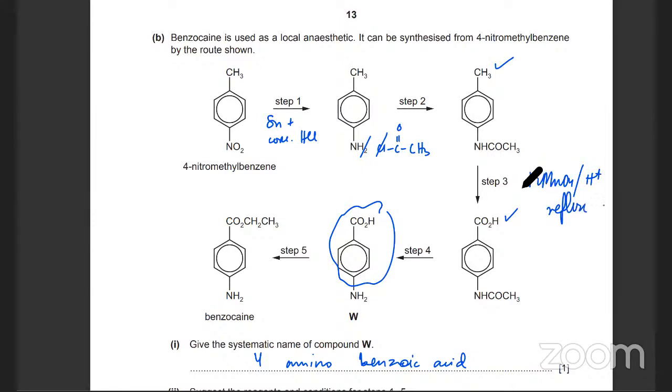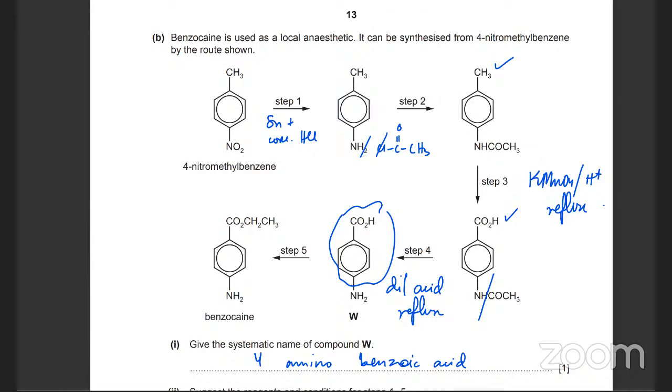Then the next one is the amide breaks up. So remember, like esters, amides can be hydrolyzed. You just have to add dilute acid and you can reflux or heat. The amide will break up and it will turn into NH2. So that's what's going to happen.